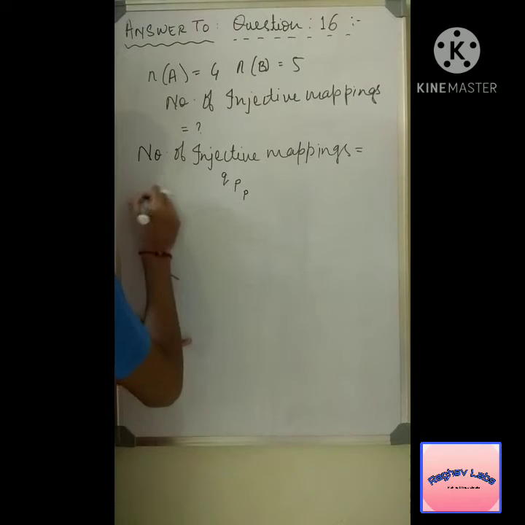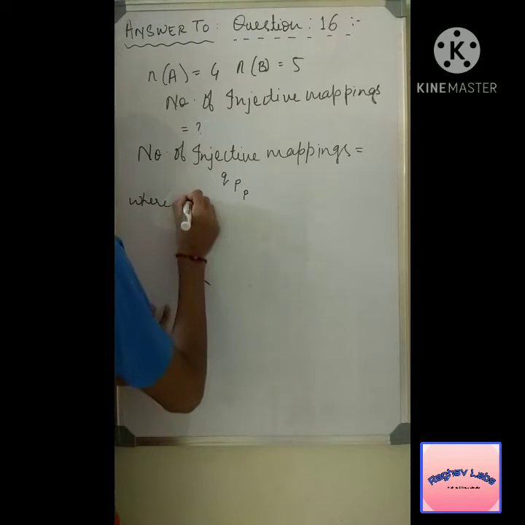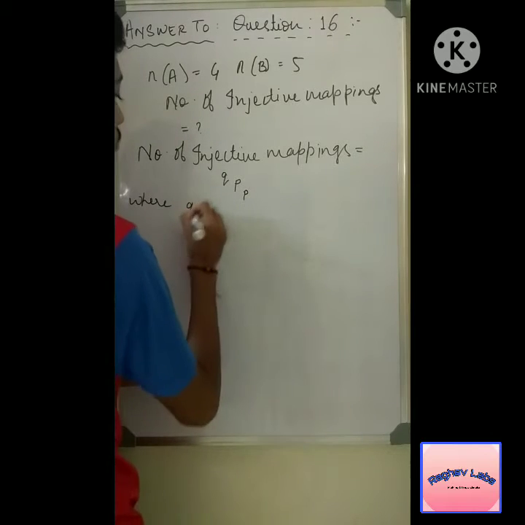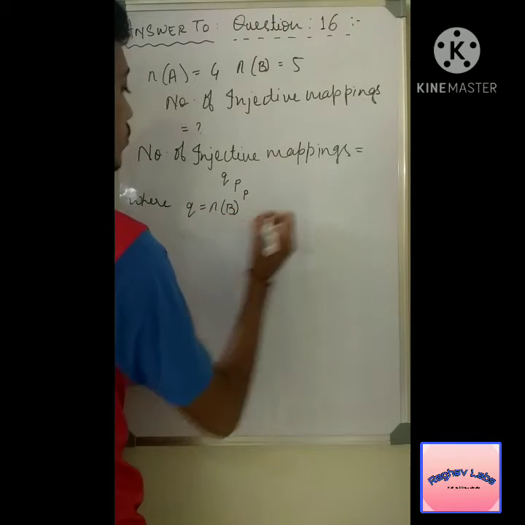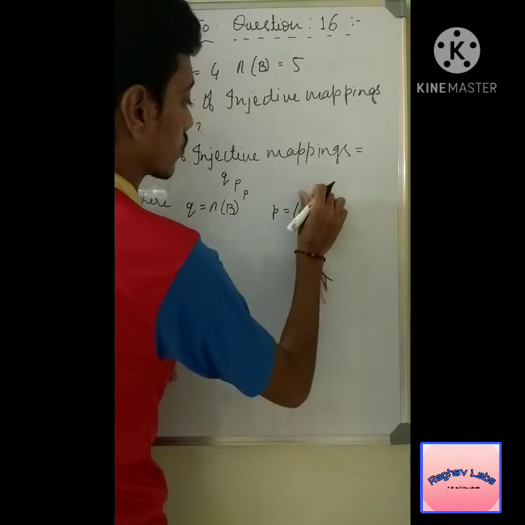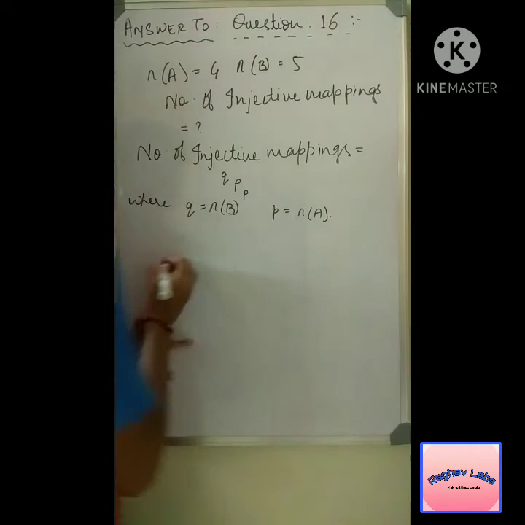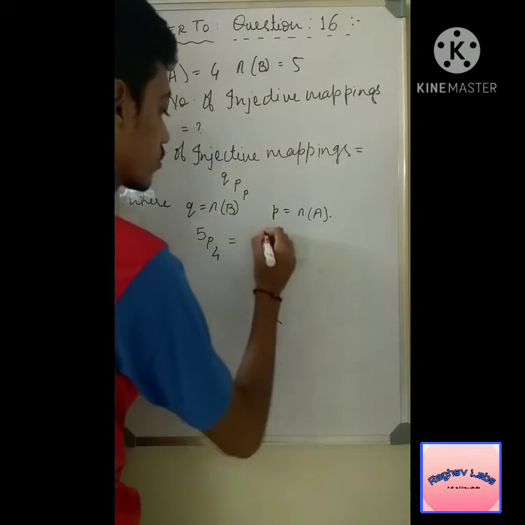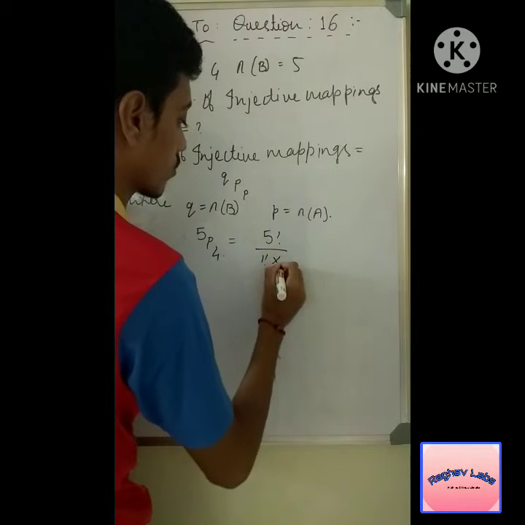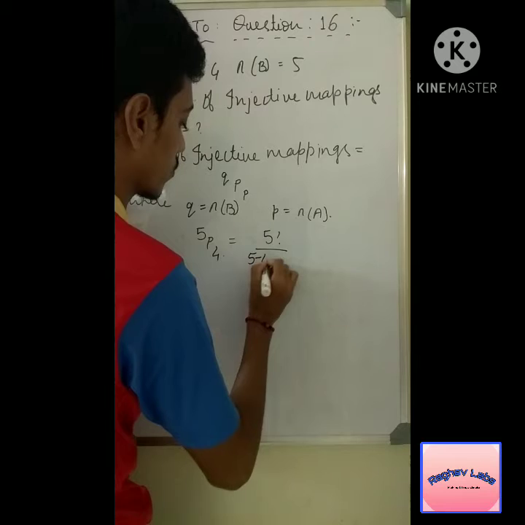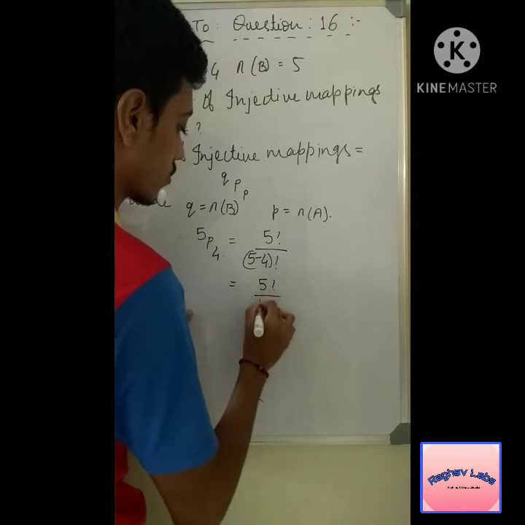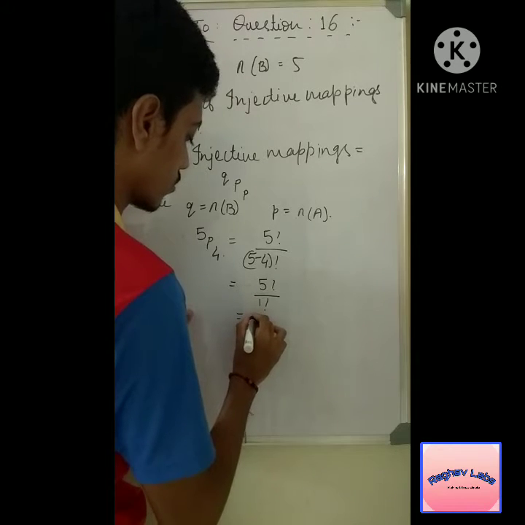QPP, right? It's a permutation, so it's a very important formula to remember, where Q is the number of elements in B and P is the number of elements in A. Always take Q as the number of elements in the second given quantity. 5P4, so 5 factorial divided by 1 factorial, yes, that is 1 factorial. 5 factorial divided by 1 factorial, which is 120.